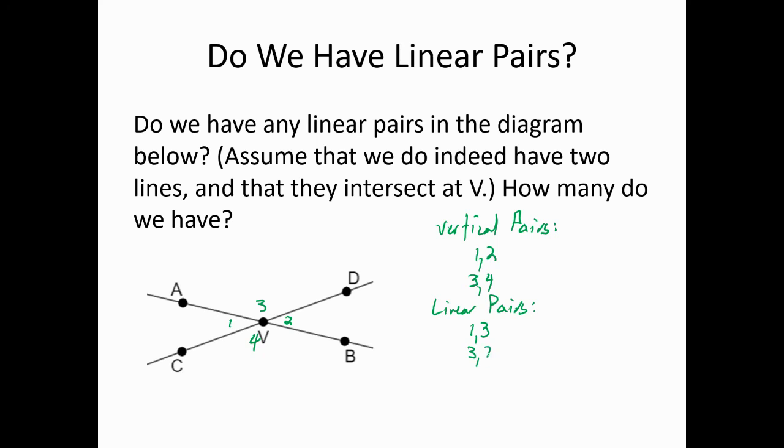Notice as well that 3 and 2 form a linear pair. Notice as well that 2 and 4 form a linear pair. And notice as well that 1 and 4 form a linear pair. So we actually have 4 linear pairs wherever we have 2 vertical pairs. But isn't that curious? And that actually will be quite important to us.